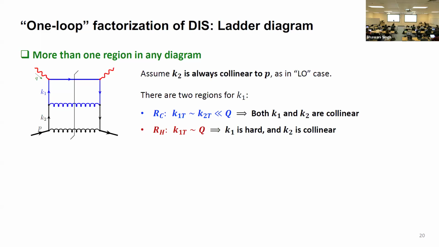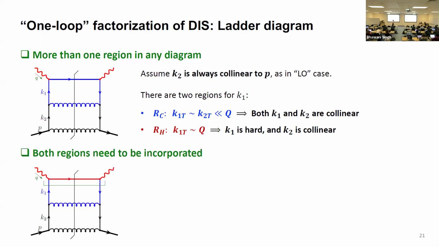In this case, the whole upper box, which I color in blue, can be hard, so it belongs to the upper part, and only the lower part is collinear. So both these two regions need to be taken into account. We start with the first region, RC. For RC, only the lines in the bottom are collinear, so we do the same approximation we did before, denoted by this hook line.